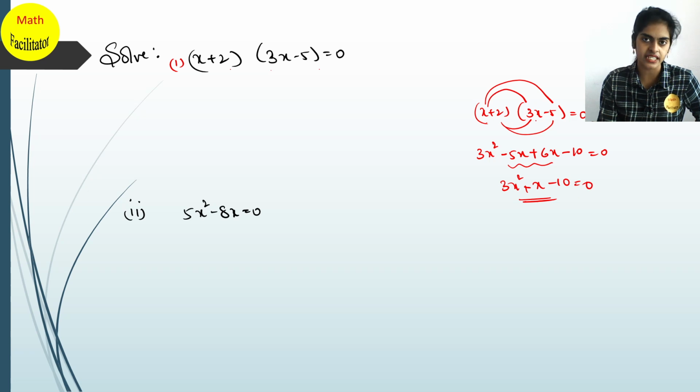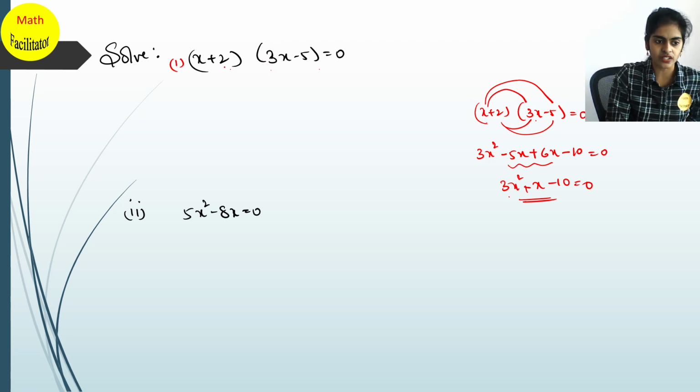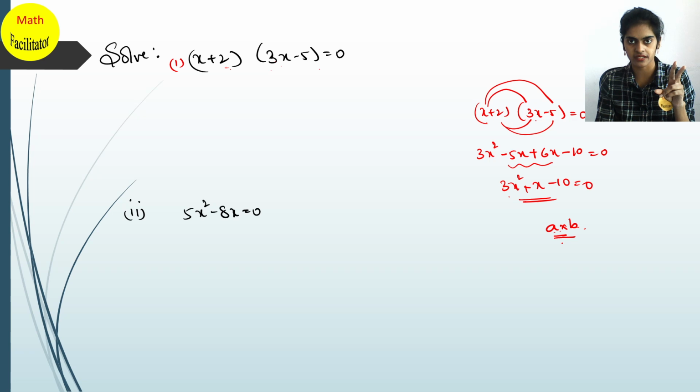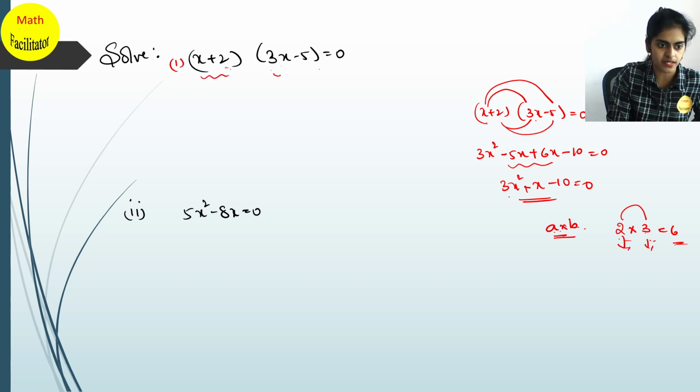So is this a quadratic equation? Yes. The quadratic equation is given to you as (x + 2)(3x - 5). When it is given like this, what will you do? These are nothing but factors, isn't it? If you have A into B, A and B are factors of each other. If you have 2 into 3, 2 and 3 are factors of 6. Getting the point? If you have it in multiplication, these two are factors of some number. Here also you have this in multiplication.